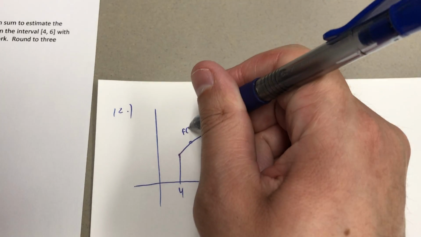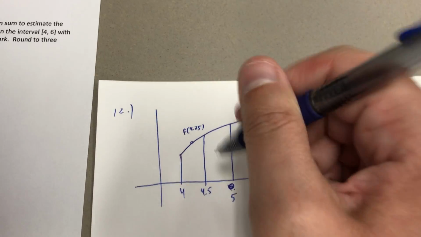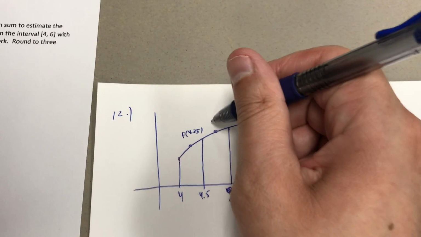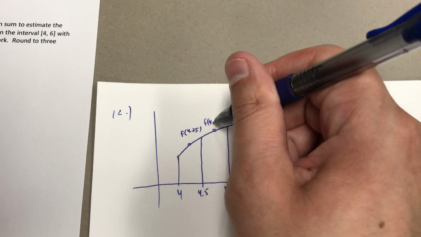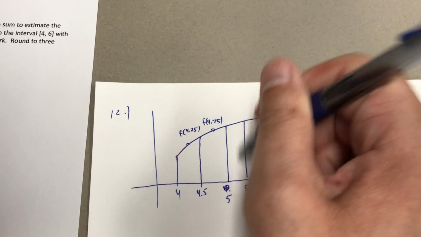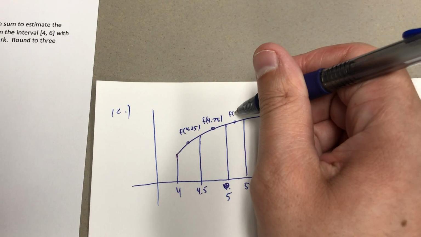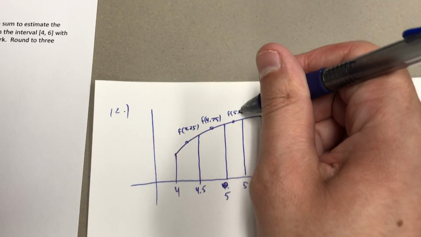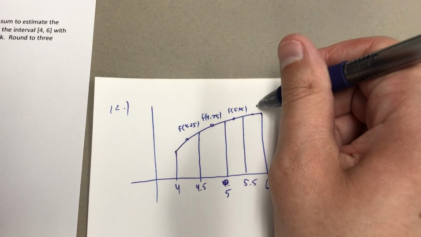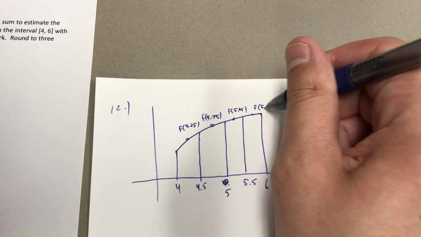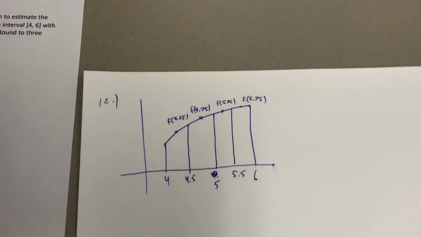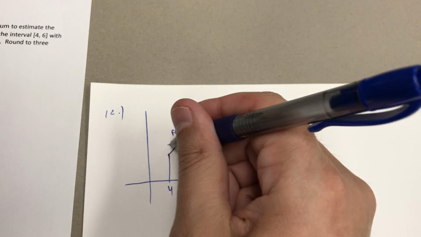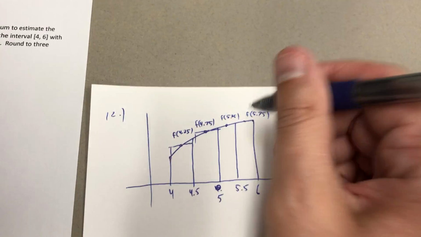It's whatever the value of f of 4.25 is right there, and then halfway between these, that's whatever the value of f of 4.75 is, okay? And the midpoint here is whatever the value of f of 5.25 is. And this point here is whatever the value of f of 5.75 is, okay? So if you draw these in, that's what your rectangles would look like.